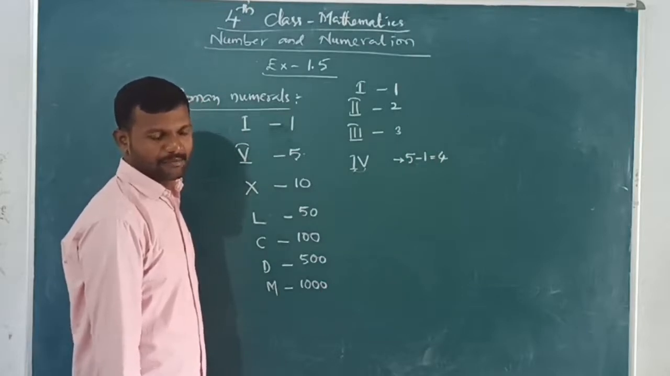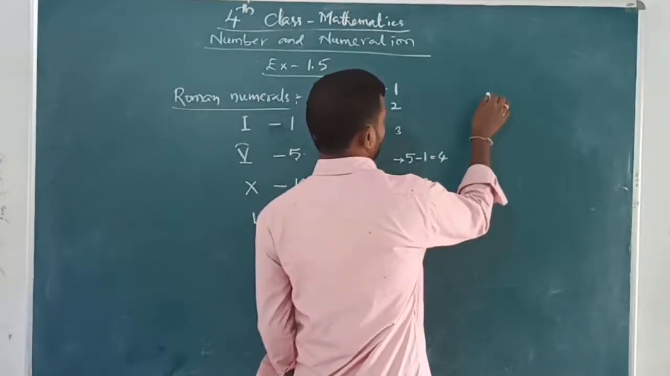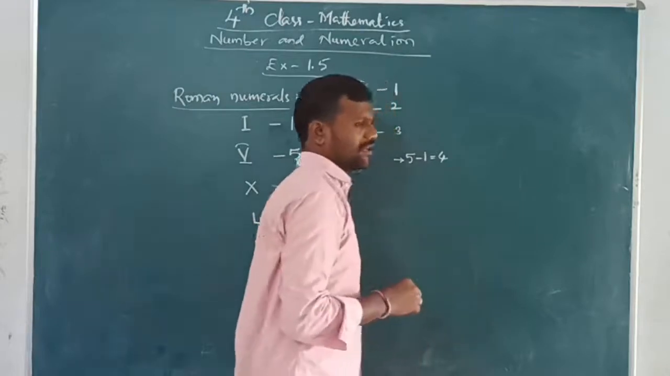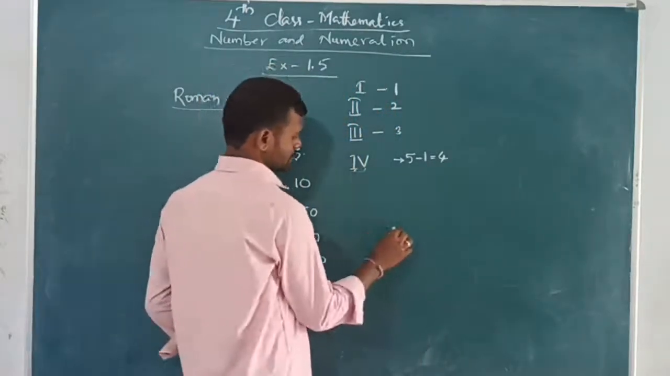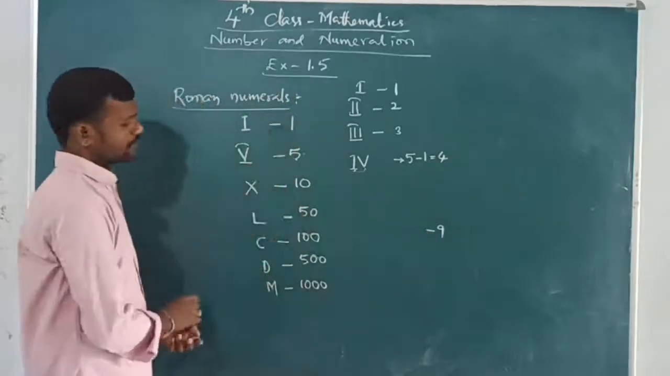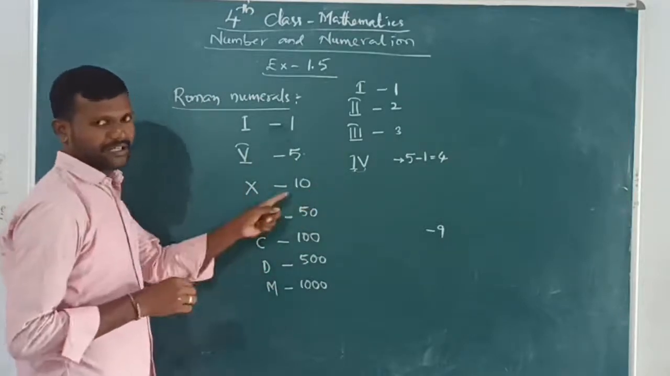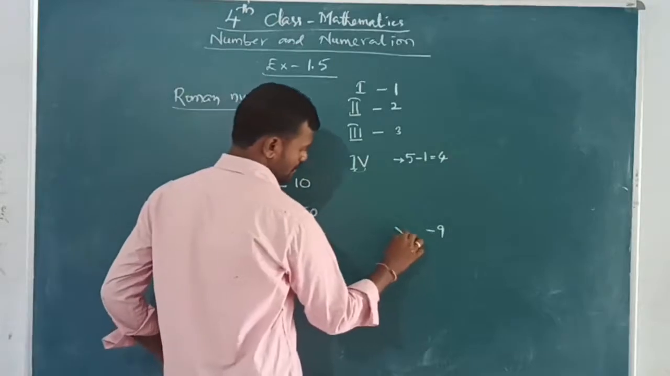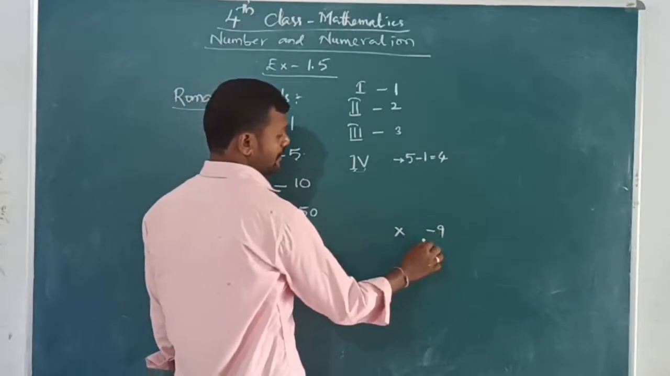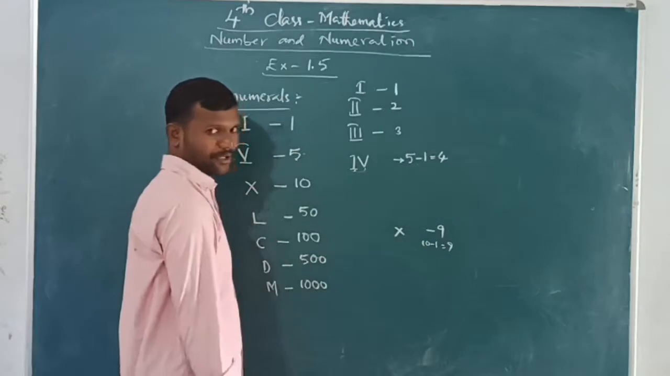Okay, example. I am writing here 4. Now I want to write 9. How can I write it? Which one is closer to 9? 10 is very close to 9. So X means 10. How will you get 9? 10 minus 1 means 9. So from 10 you have to subtract 1.